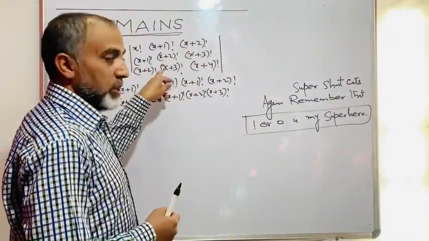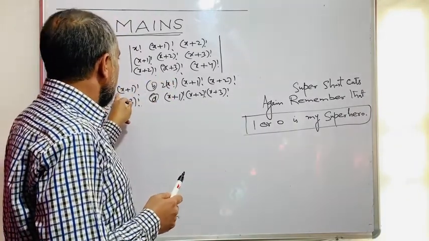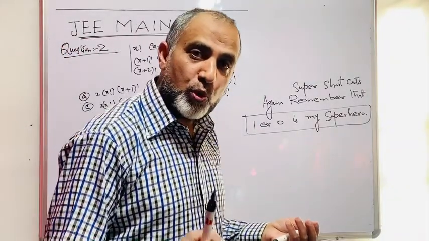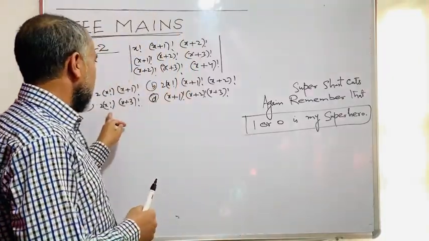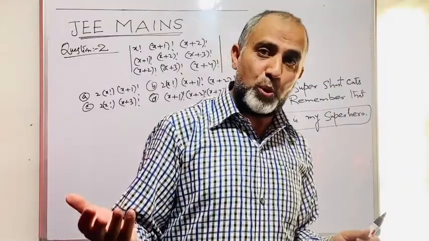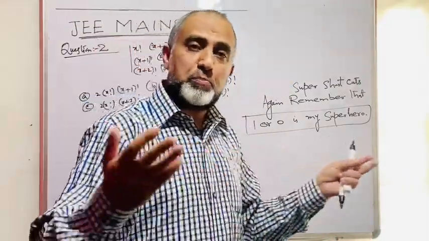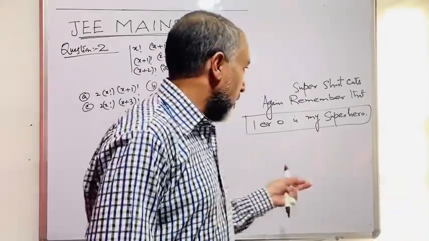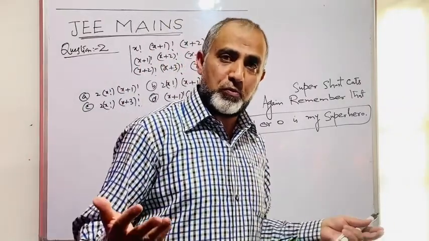We require the value of the determinant. It must be either this or this or this or this. We are provided with four options A, B, C, D respectively. Everywhere there is the factorial notation. If such a question is asked in a board, how do you tackle this? You have to use the properties and like that. It's a lengthy question there, but here we have to use shortcuts, rather super shortcuts.